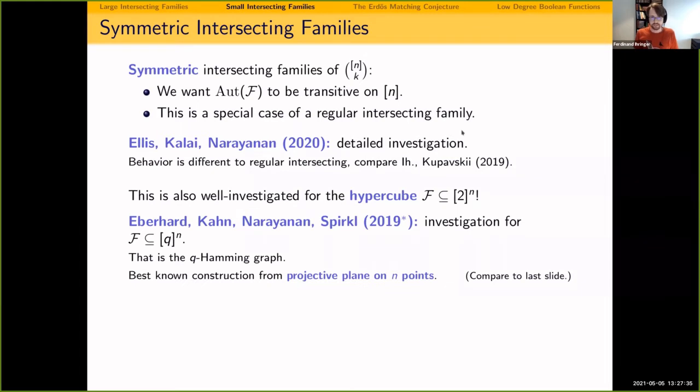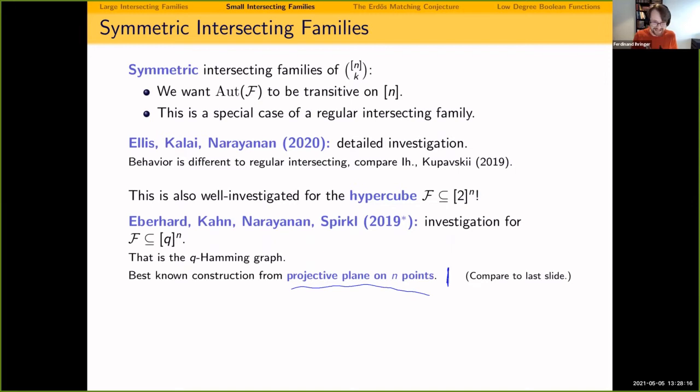And the notion of symmetric intersecting families is also investigated, for example, for the hypercube or the Hamming graph. Even so, there you lose most of your connection to any spectral properties that we had earlier. But you still have the nice property that all your best constructions in some sense seem to come from projective planes, if they exist. This is not a theorem, this is just the best thing people know. It might not be true. Good. So much about small intersecting families.